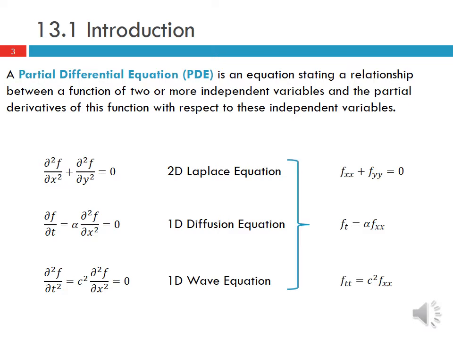As a matter of notation, we can also write these equations in this form, where the subscripts denote the partial derivatives with respect to those variables. So f subscript xx means partial 2f by partial x squared, and f subscript yy is partial 2f by partial y squared.